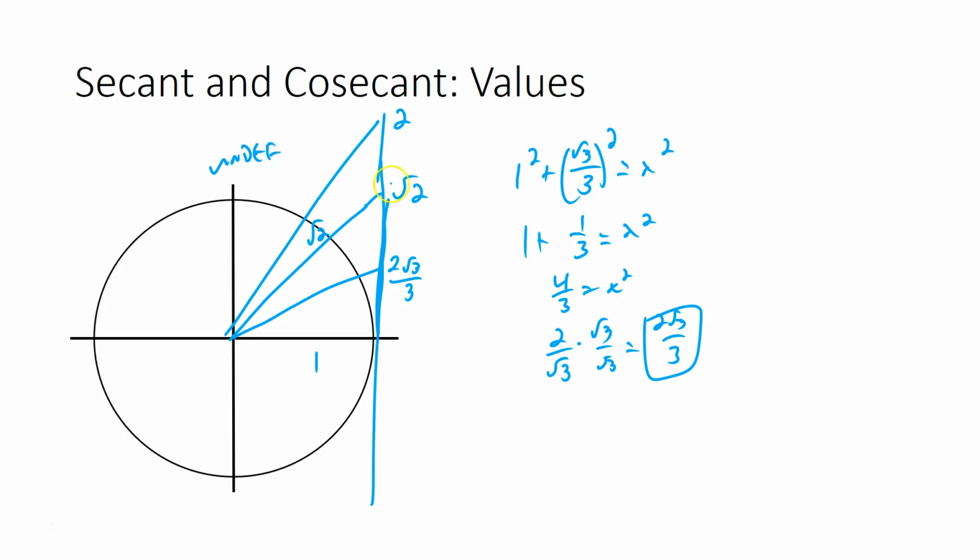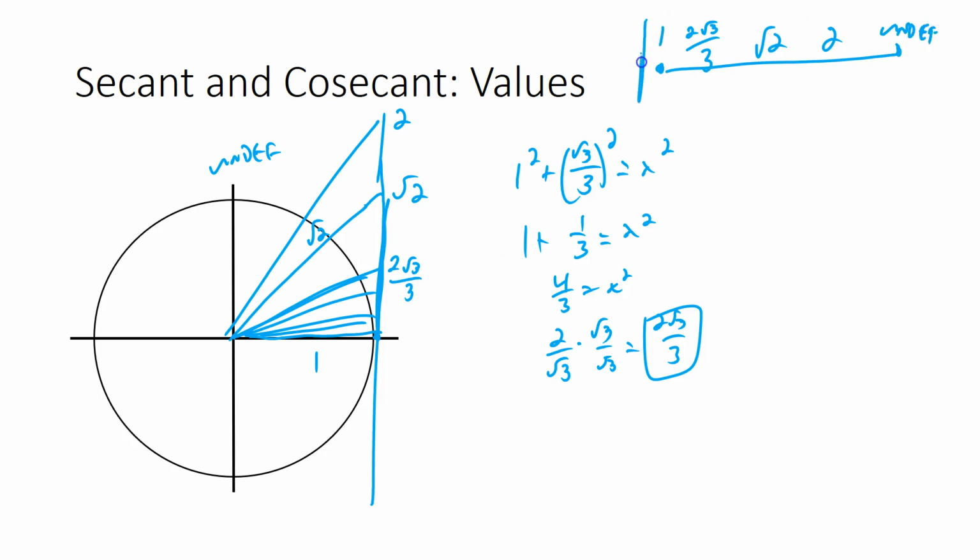Now, the other weird thing is when you squeeze it down, tangent here we said is 0, but think about the length of this secant line as we squish it down. What's the shortest it's ever going to be? Shortest it's ever going to be is 1. So we have here, 1, 2 root 3 over 3. That's the most commonly missed one, just because it's a weird number. Then we have root 2, then 2, and then undefined.